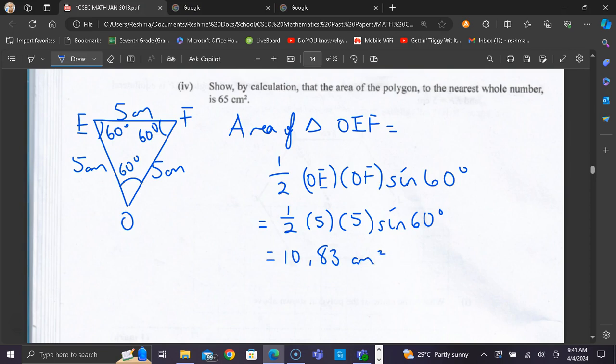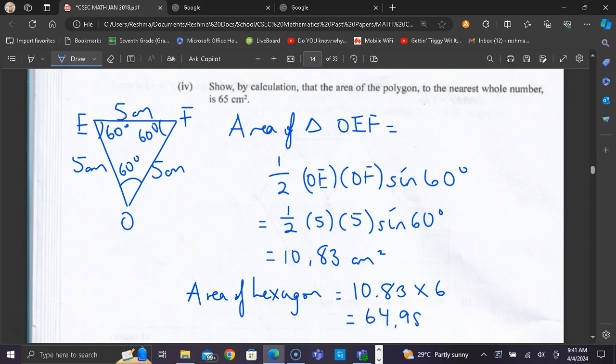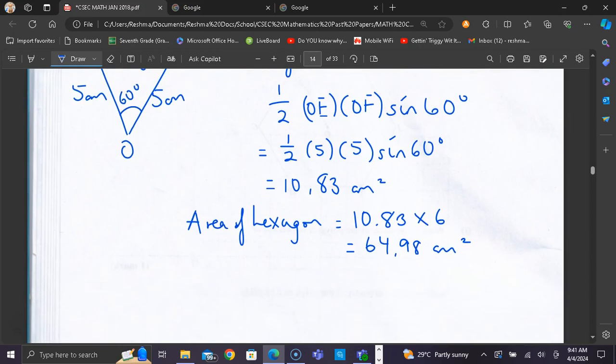square centimeters. So therefore, the area of the hexagon, we take this area now and multiply by 6. So 10.83 multiplied by 6, and you will get 64.98 square centimeters, which is approximately 65 square centimeters to the nearest whole number, which is what we were required to show. Okay, so that's your 3 marks.